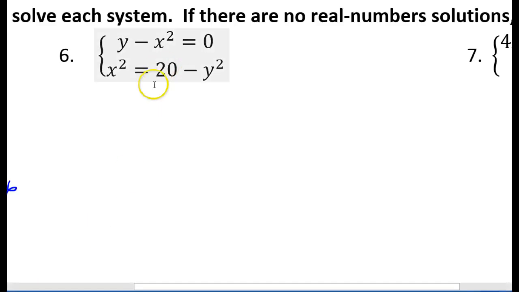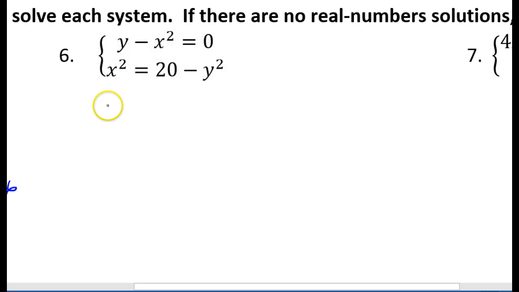In this video, I will show you how to solve a system of conic sections. For example, in problem number 6, the top equation is a parabola. I can tell because it only has one variable squared. And the bottom equation is a circle.